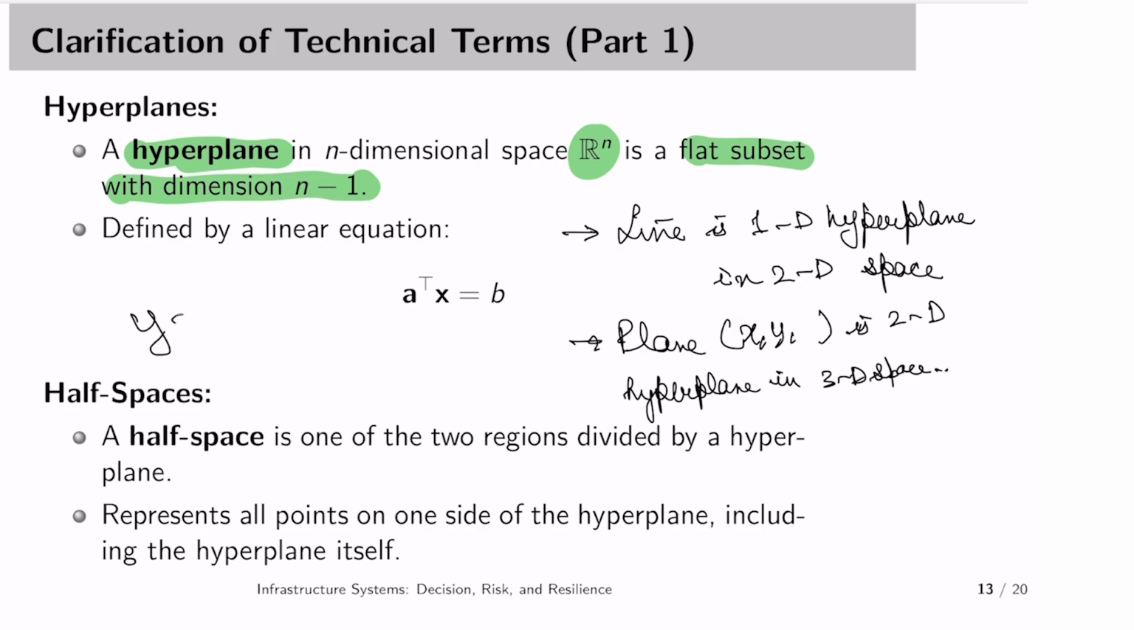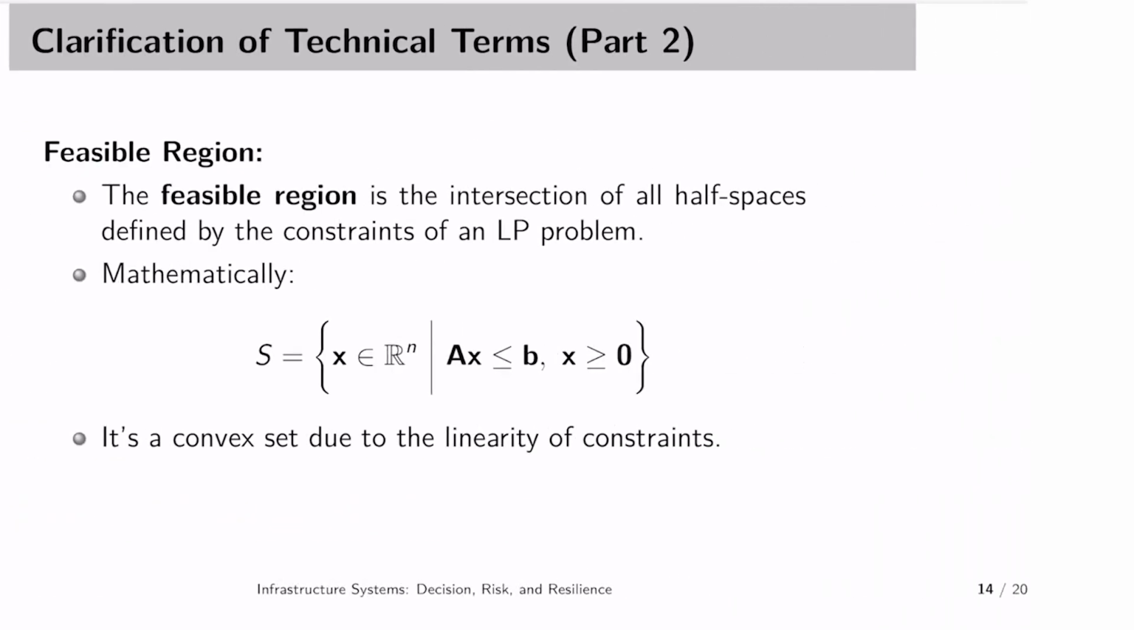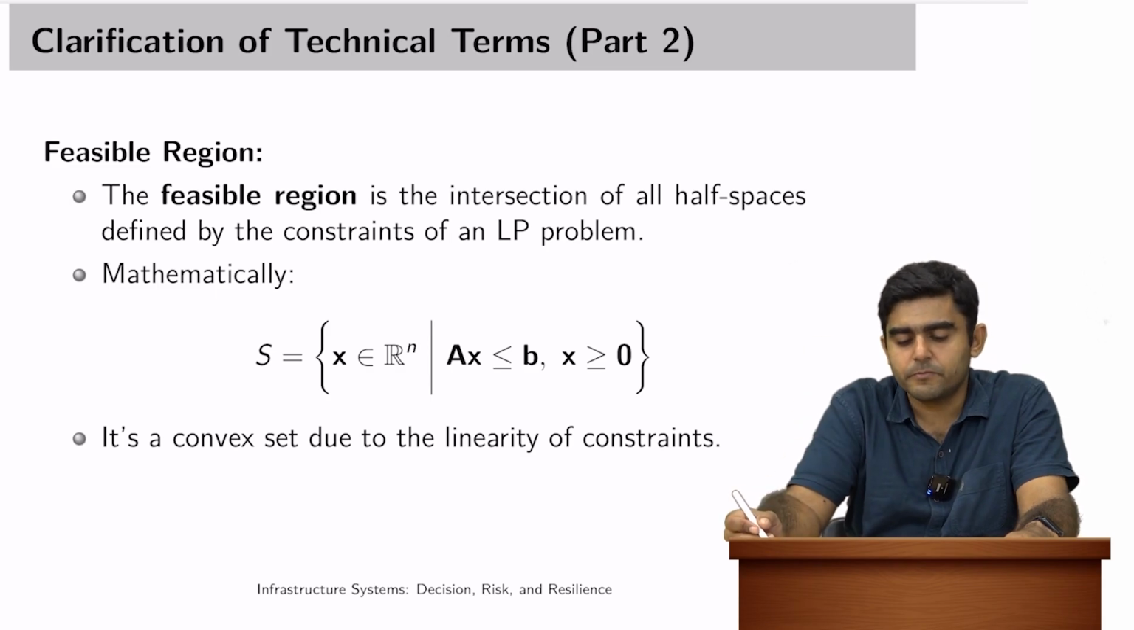That is, a line is defined by y is equal to mx plus c. A plane is defined by z equal to a1 x1 plus a2 x2, sometimes x1 written as x and x2 written as y, and so on. And I already discussed the half space. A half space is one of the two regions divided by the hyperplane itself, and it represents all the points on one side of the hyperplane, including the hyperplane itself. When we are talking about less than or equal to constraints, all the points falling on the constraint itself are also part of the half space.